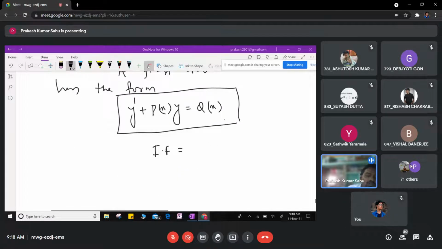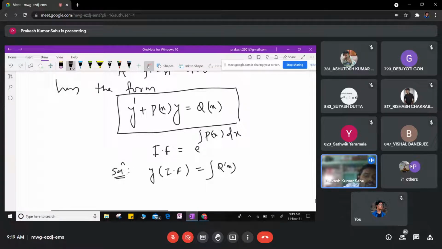Now, in the 12th standard everybody knows how to solve the linear differential equation. When you solve y dash plus p of x into y is equal to q of x, you find the integrating factor, which is e to the power integration of p of x dx. Yes or no? Got it? And the solution: y into integrating factor is equal to integration of q of x into integrating factor dx plus c. This is the solution.